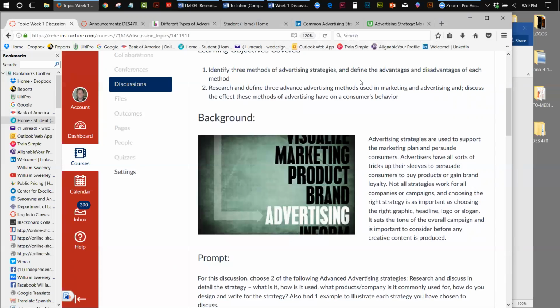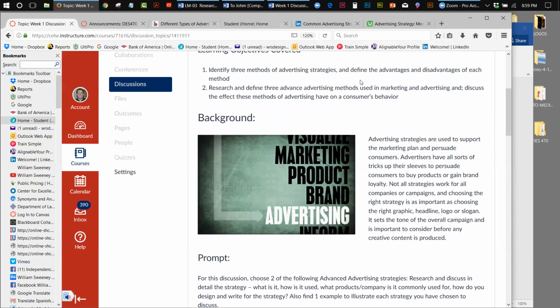I also want you to research and define 3 advanced advertising methods used in marketing and advertising, and discuss the effects these methods of advertising have on a consumer's behavior. What that means essentially is take a look at, as far as methods, we're talking about print, online, web ads, billboards, signage of all kinds, including signs that you might find on mass transportation, direct mail. There's all kinds of different things.